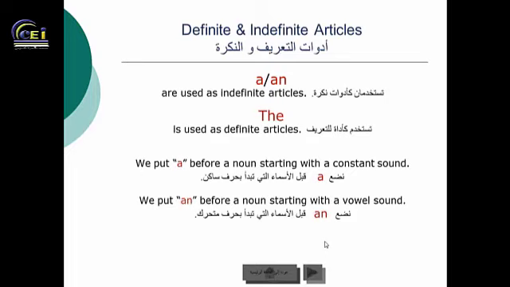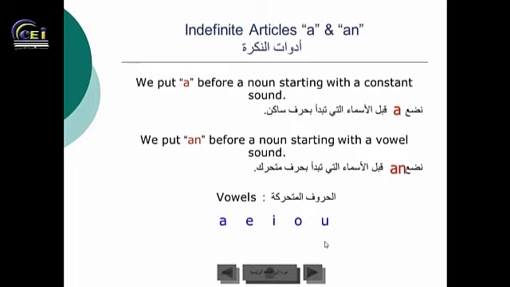A or an, and the. We put an before a noun starting with a vowel sound, a, e, i, o, u, but we put a before a noun starting with a consonant sound.